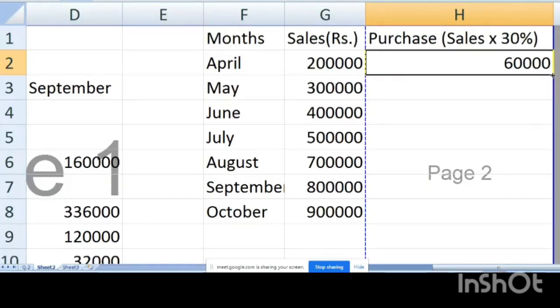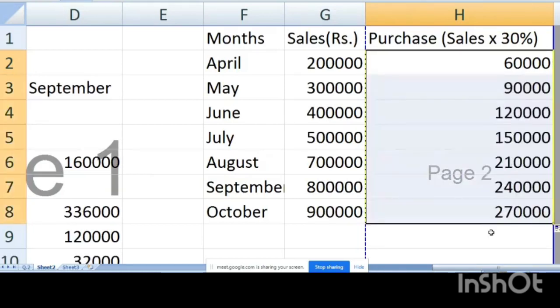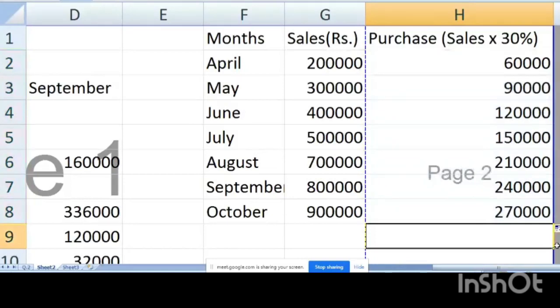Yes, sir. Okay. So in the same way, the 30% of each month. So this is your purchase. Purchase is not directly given, but we calculate this amount of purchase of every month, right?